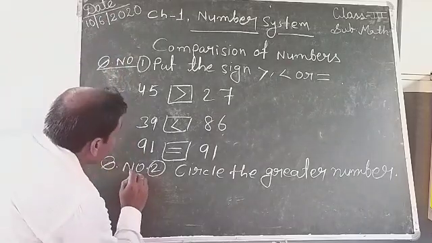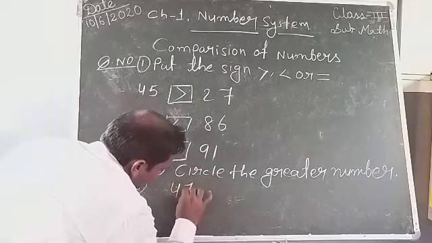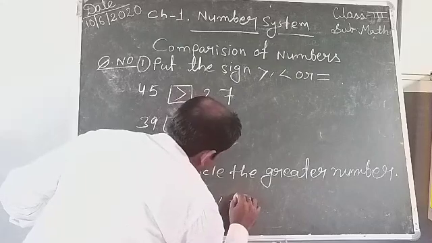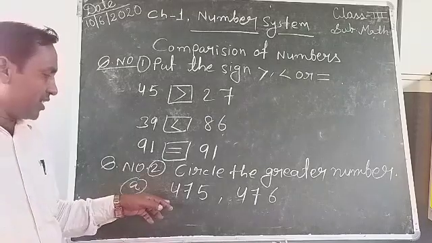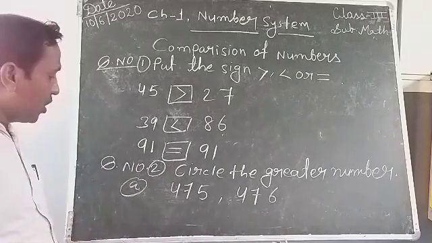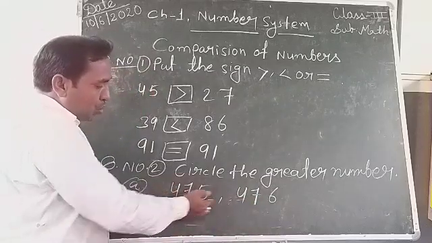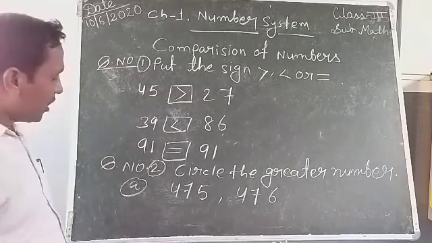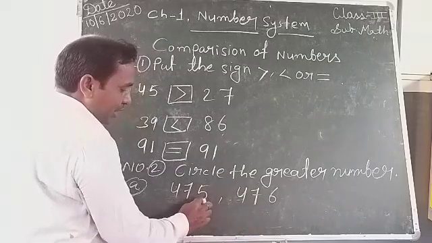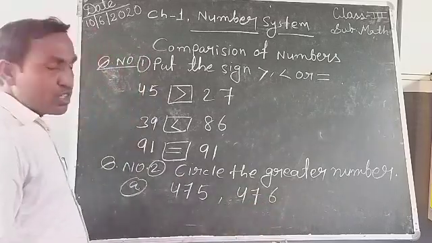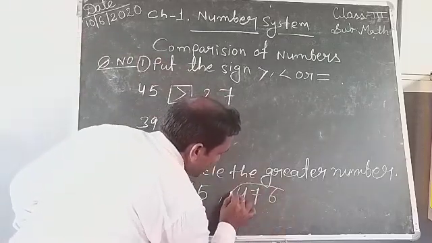So here, number A is 475 and B is 476. You compare and circle the greater number. Greater means here it is only for two numbers. If you have any problem with this type of comparing, then you see the left number. On both sides the left number 4 is equal, 7 and 7 are equal, and this one is 5 and this one is 6. Then which number is greater? That number is greater. So you circle 476. It is the greater number.